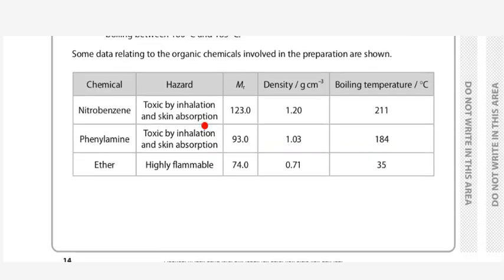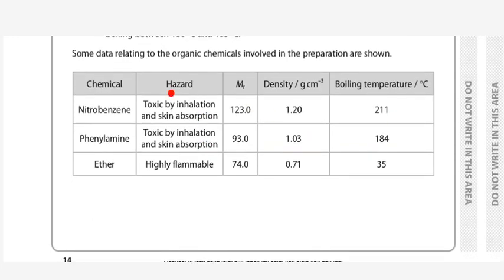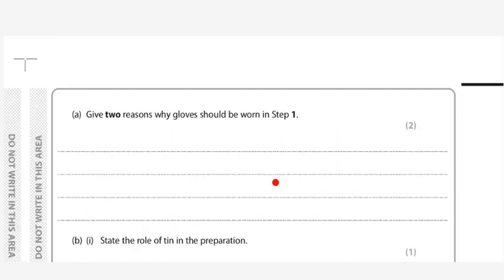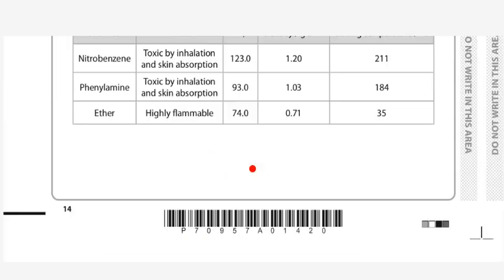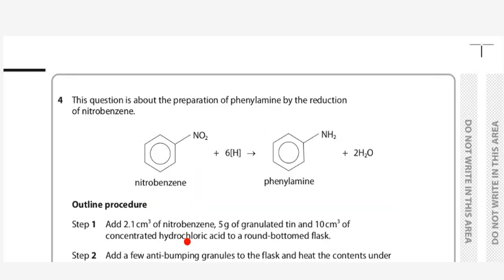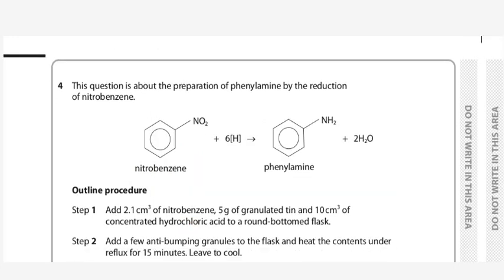Nitrobenzene is toxic; molar mass, density and boiling temperatures are given. Phenylamine is toxic by inhalation, that means it will be carried out in a fume cupboard. It is highly flammable, that means you should not keep any open flames. Give 2 reasons why gloves should be worn in step 1. Because in step 1, see, nitrobenzene is toxic, and concentrated hydrochloric acid is corrosive, right? Conc hydrochloric acid is corrosive.